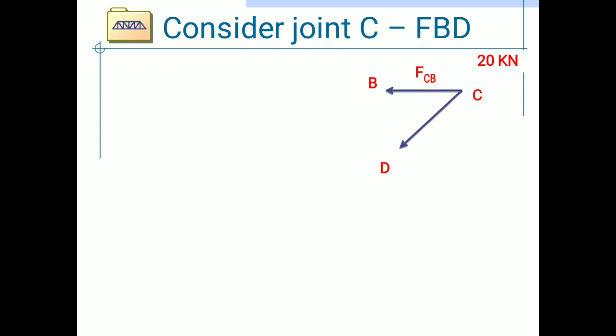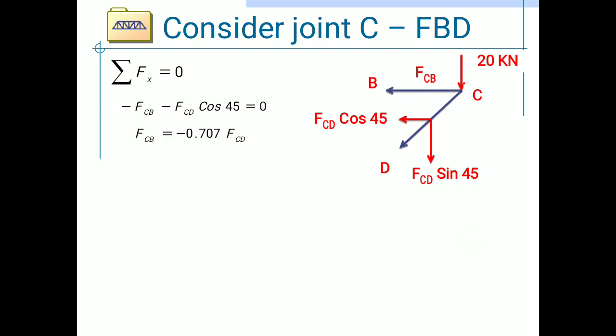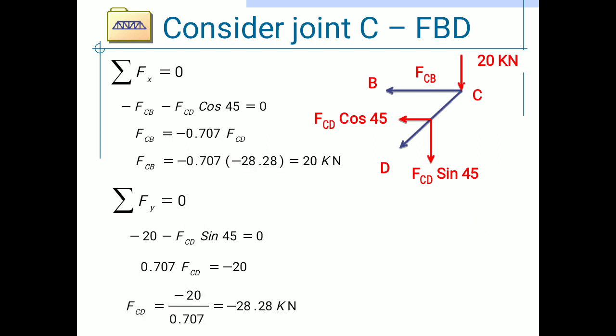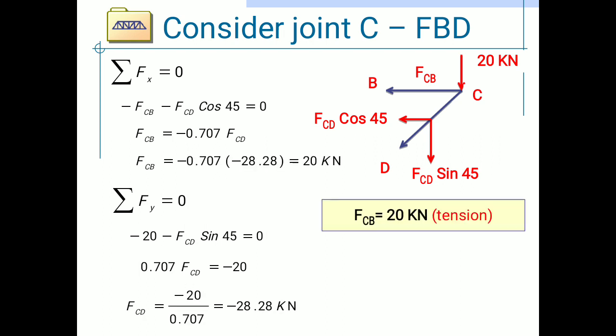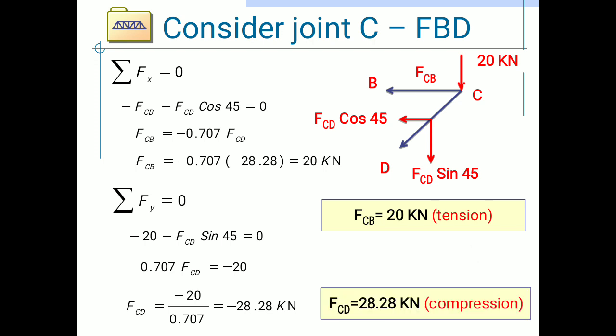Now consider joint C. At joint C, the free body diagram is as shown in figure. The 20 kN force is acting at joint C. The two resolved forces are FCD cos 45 and FCD sin 45. By applying summation Fx is equal to 0, we will get the value of FCB. The final forces are FCB 20 kN in tension and FCD 28.28 kN in compression.